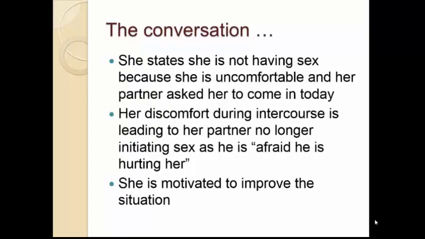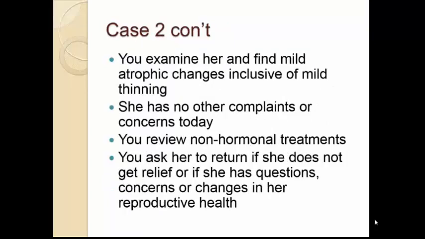She states she is not having sex because she is uncomfortable and her partner asked her to come in today. Remember back to the closer study. Her discomfort during intercourse is leading to her partner no longer initiating sex because he is afraid he is hurting her. She is motivated to improve the situation.